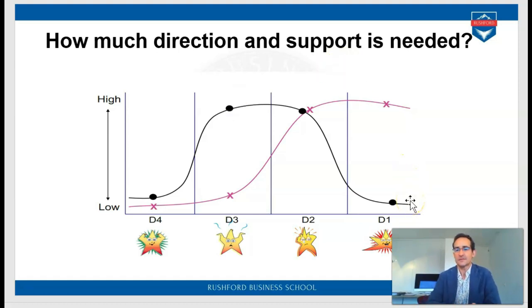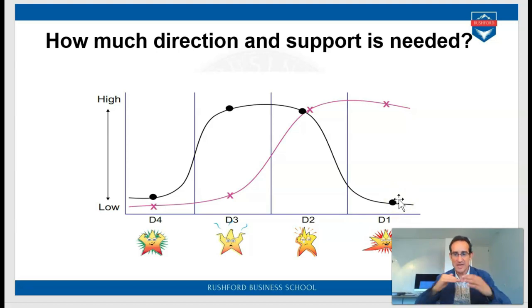The beginner is very enthusiastic, really willing to do the things, but he or she needs a lot of direction, clear objectives, clear action plans, clear milestones. Because they are super motivated, you don't need to support him or her much.